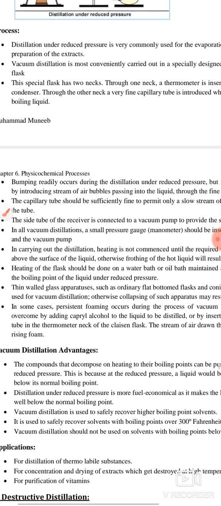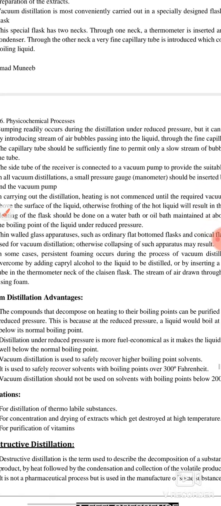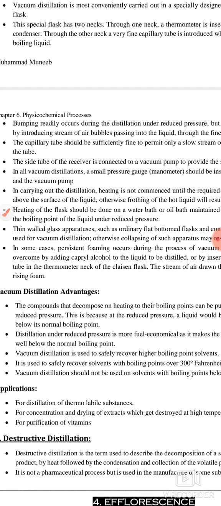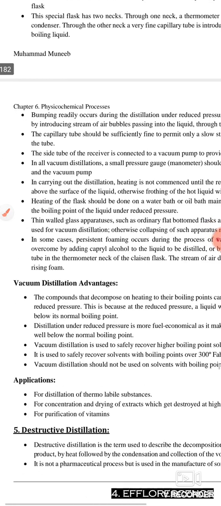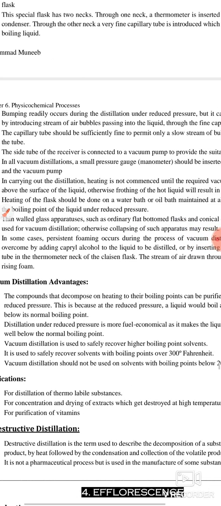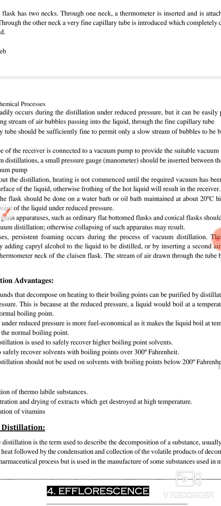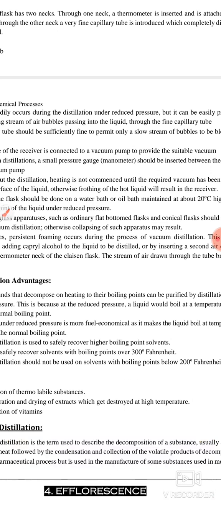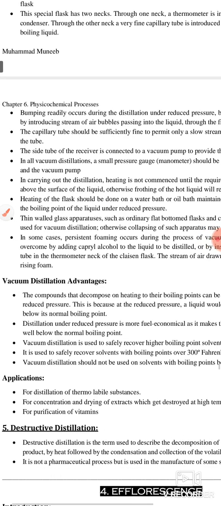Now, bumping during the reduced pressure distillation can easily be prevented by introducing a steam of air bubbles passing through the liquid via the capillary tube. The capillary tube should be sufficiently fine to allow only a slow stream of bubbles to blow out into the tube. Now the side tube of the receiver is connected to the vacuum pump. So every vacuum distillation has a small pressure gauge, which is called a manometer. The insertion of the manometer in vacuum distillation is very useful, so you should insert it between the receiver and the vacuum pump.